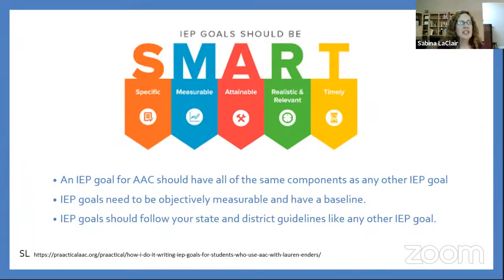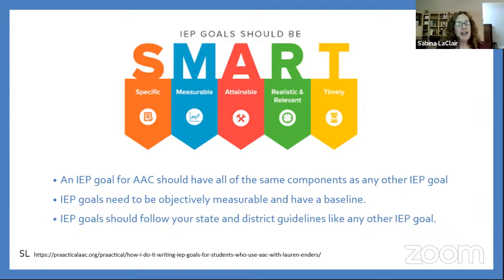So we want to just take you back to your grad school days. Writing an AAC goal, it's kind of like writing other language goals. They need to follow your state and district guidelines, as we've said. And a good acronym to remember is a goal should be SMART. It needs to be specific, measurable, attainable by the student, relevant to what they're doing, and timely.